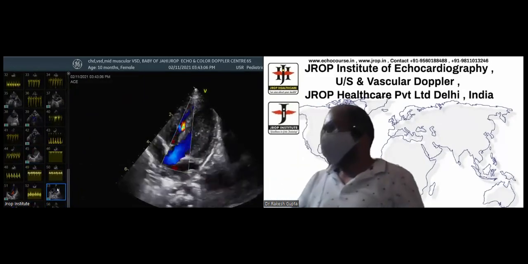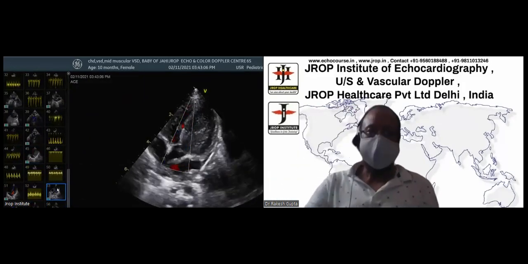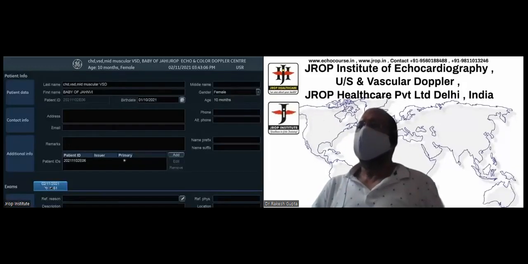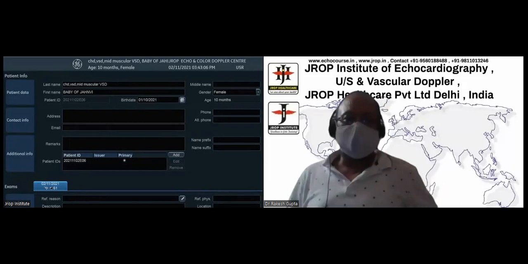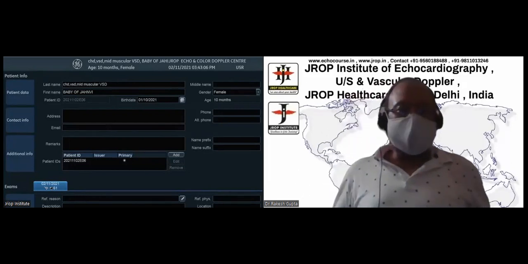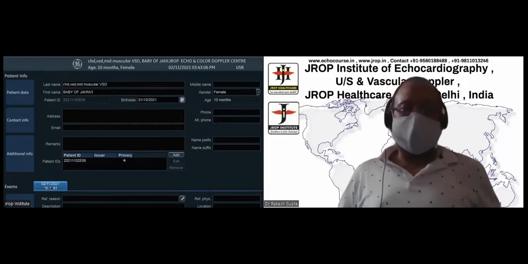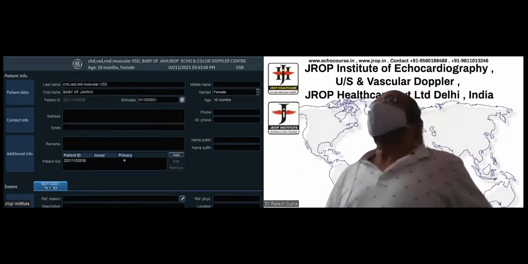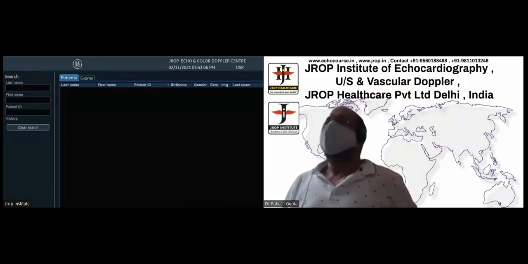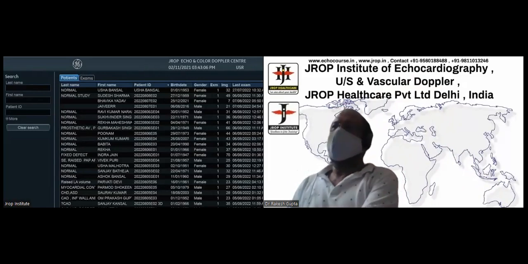All right, shall I stop it over here? Can you show us the sinus venosus ASD, sir? Sinus venosus ASD. This is what, Jigna? Yes, sir, Jigna, I'll show you the sinus venosus ASD. Not over here, but I'll show you from the machine. Okay, so I'll stop it over here.